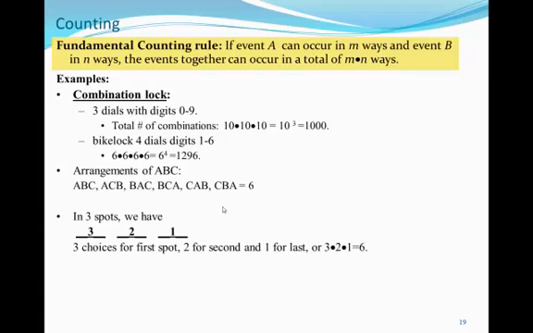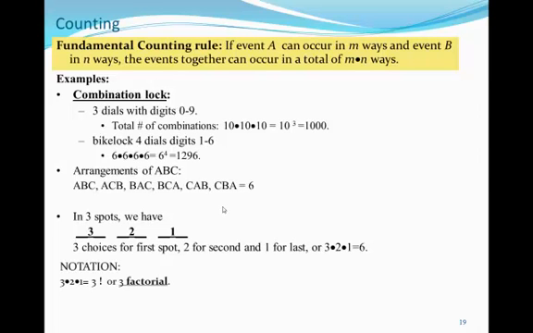Also, take a look at this. Let's say we have 3 spots, and 3 different letters, A, B, C. For our first spot, we have 3 choices, either A or B or C. Because it's a rearrangement, we cannot repeat A. So for the second spot, there are 2 letters left. And when we get to the last spot, it will be 1. So 3 times 2 times 1 gives us 6.